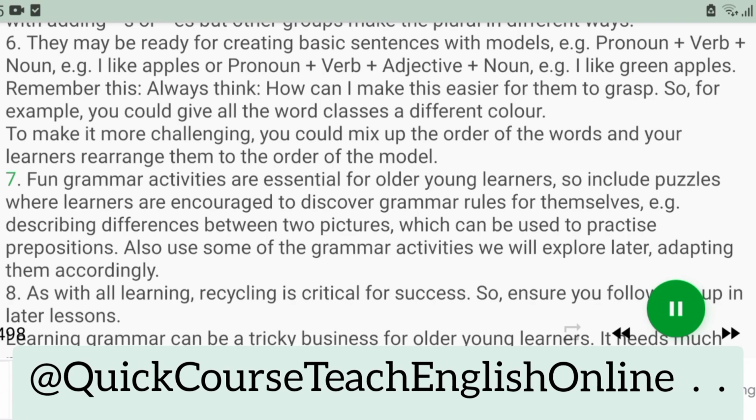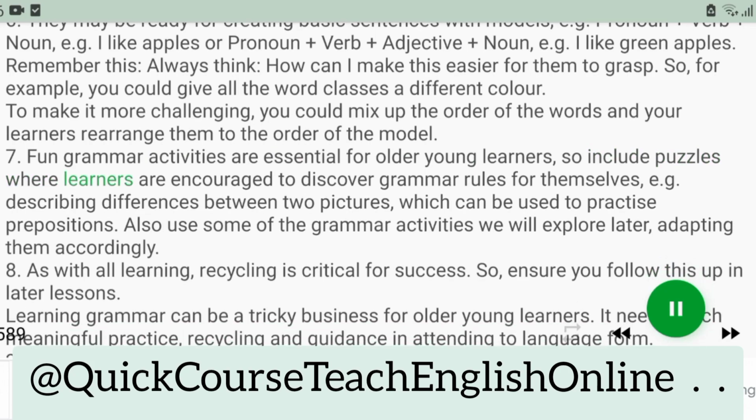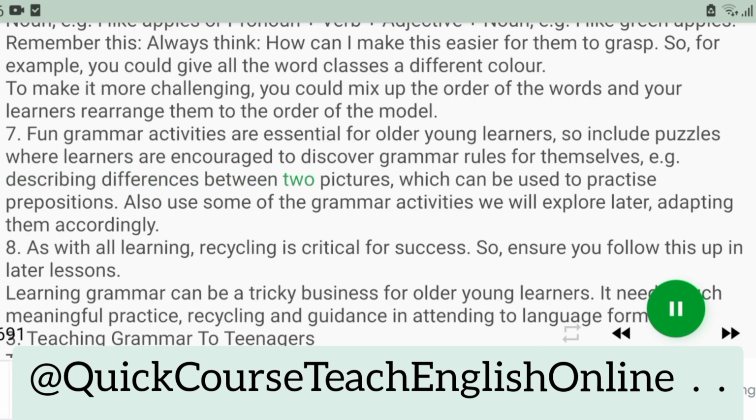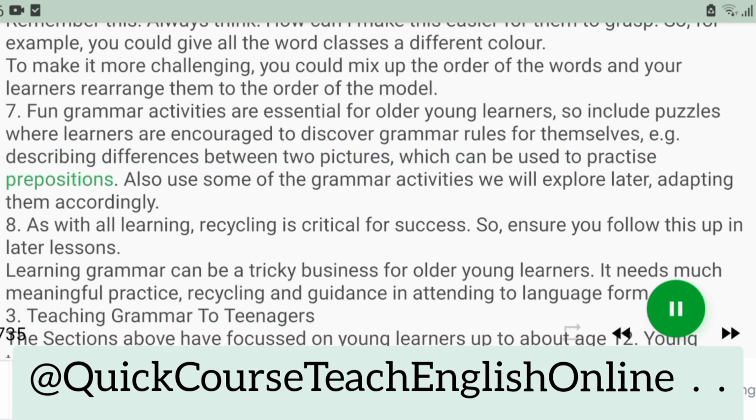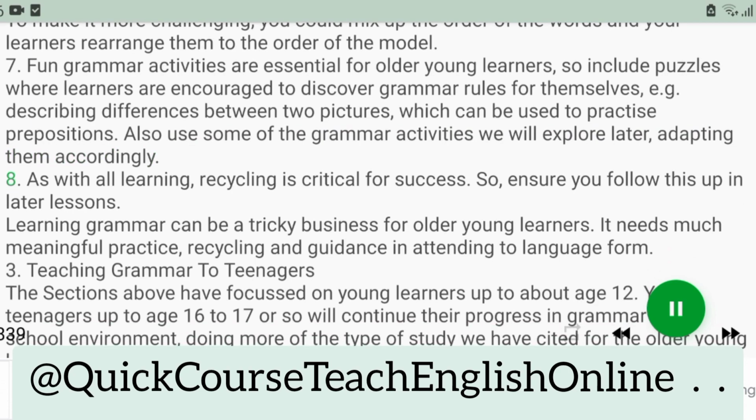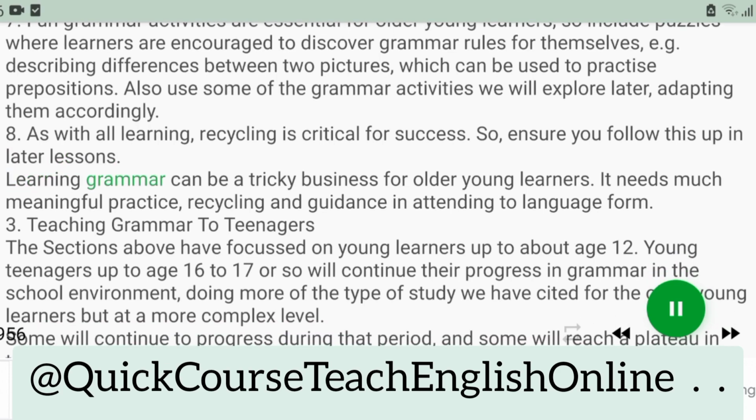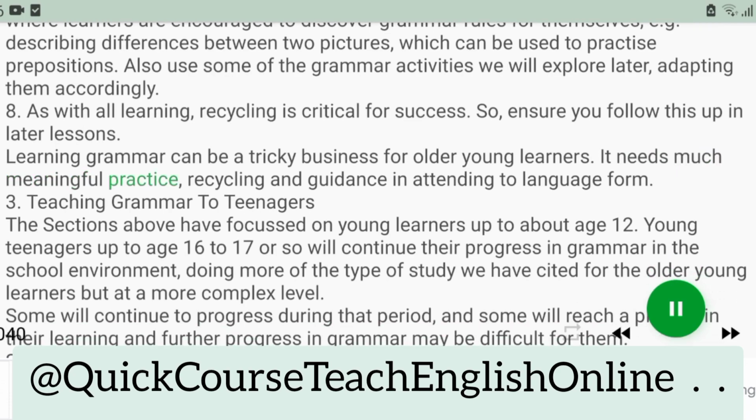7. Fun grammar activities are essential for older young learners, so include puzzles where learners are encouraged to discover grammar rules for themselves, e.g., describing differences between two pictures, which can be used to practice prepositions. Also use some of the grammar activities we will explore later, adapting them accordingly. 8. As with all learning, recycling is critical for success. So, ensure you follow this up in later lessons. Learning grammar can be a tricky business for older young learners. It needs much meaningful practice, recycling, and guidance in attending to language form.